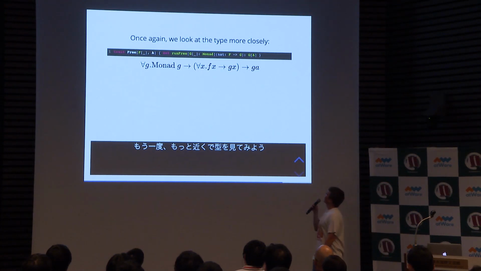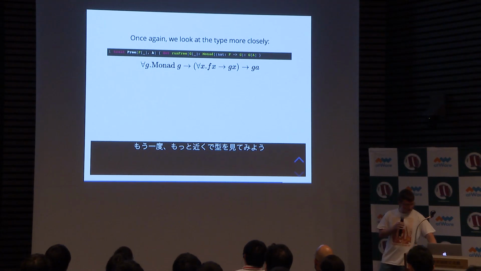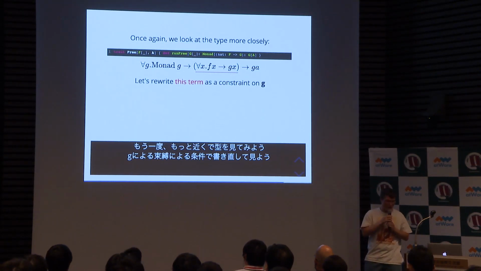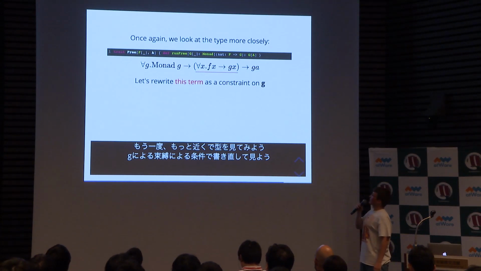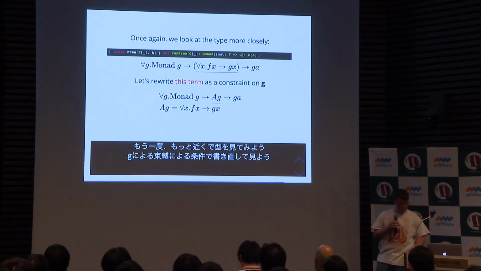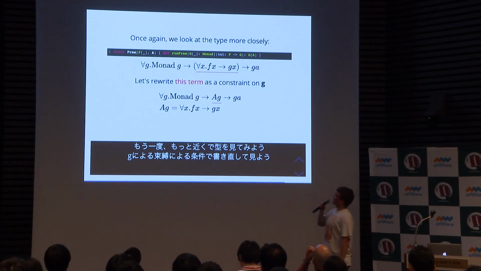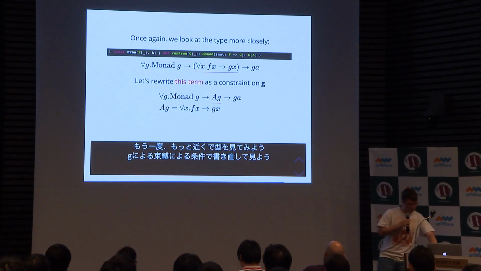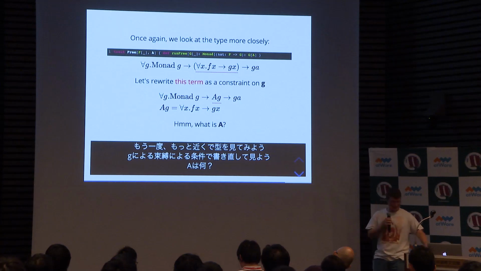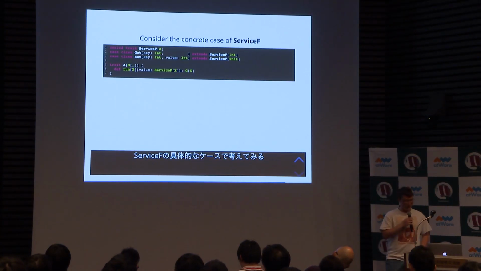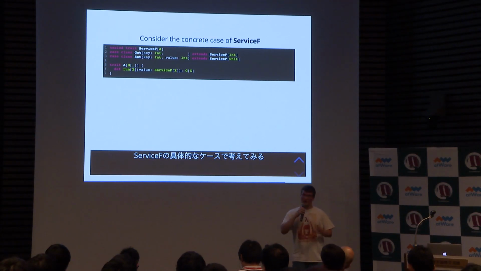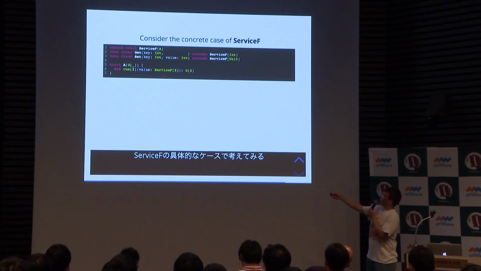Now, let's look at this type, and let's rewrite this particular underlined term as a constraint on G rather than as a natural transformation. We are going to define some type A of G such that, by definition, A of G is this natural transformation from F to G. Now, what is A? Let's look at a concrete example. We have service F of A, and then our A of G is just a natural transformation from service F to G.